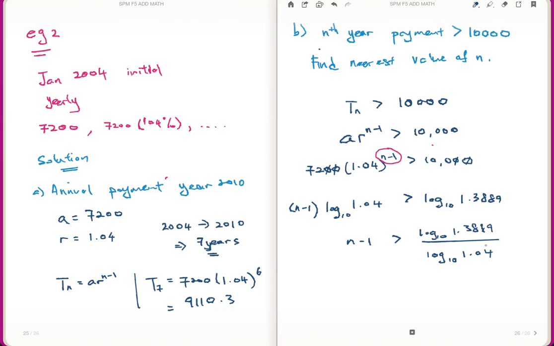You treat the whole number as one entity, just divide them, and it turns out n minus 1 is greater than 8.376. Bring 1 over, n must be greater than 9.376, and therefore the least value of n is 10.